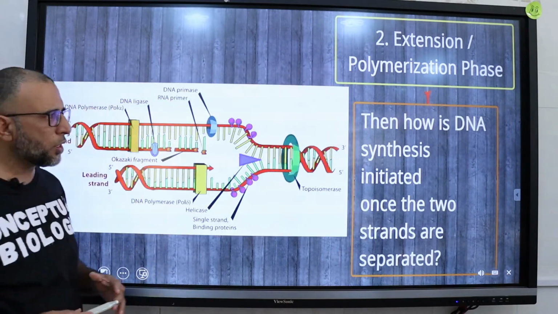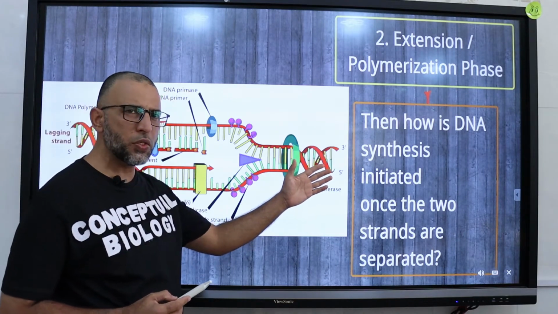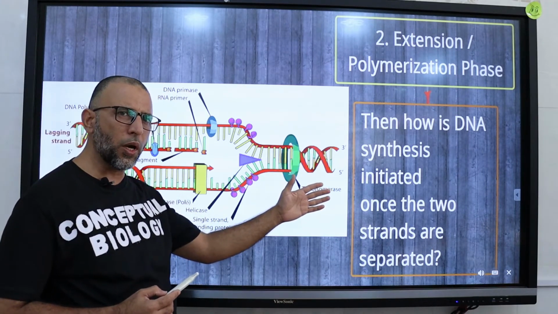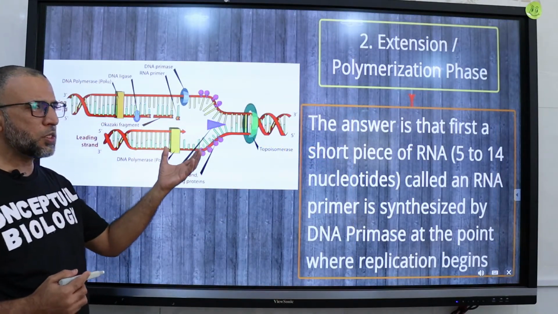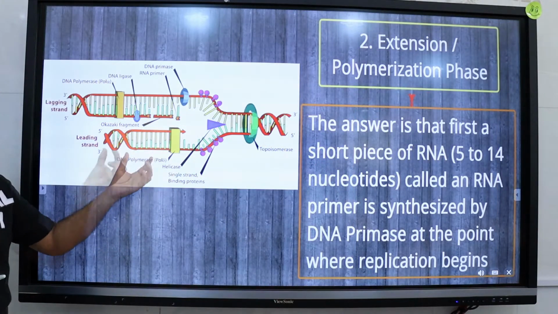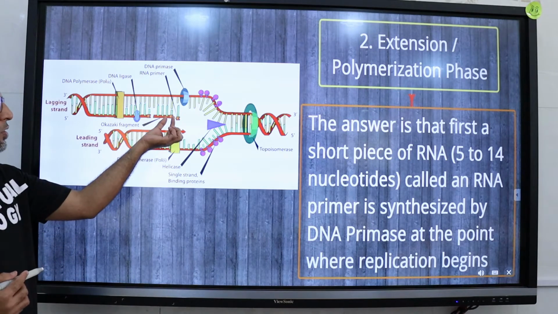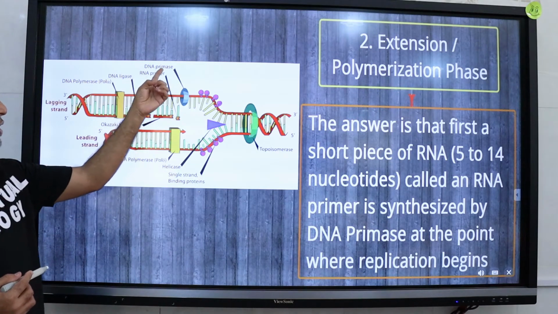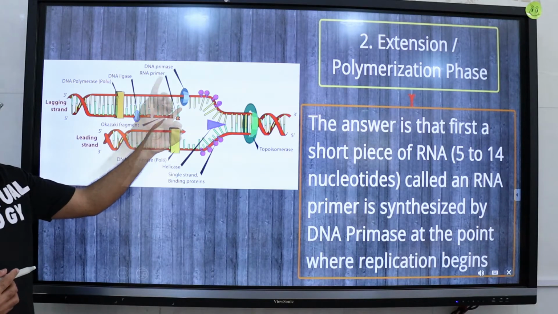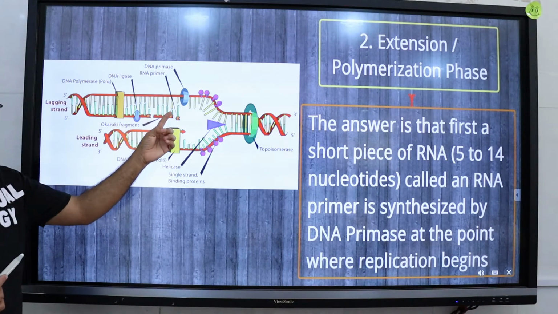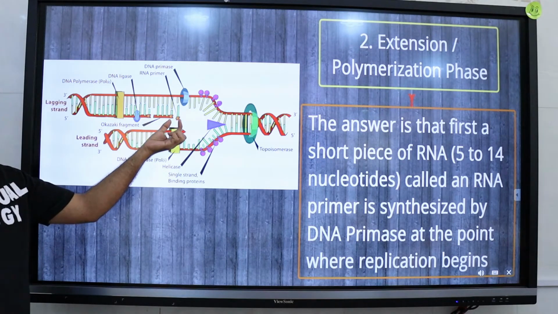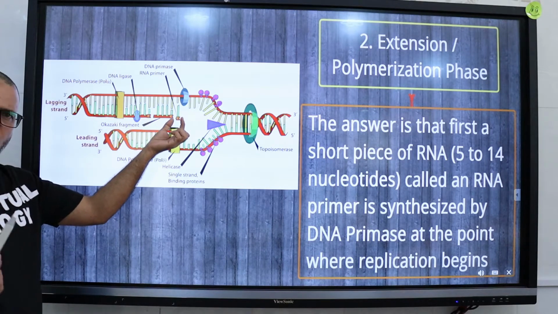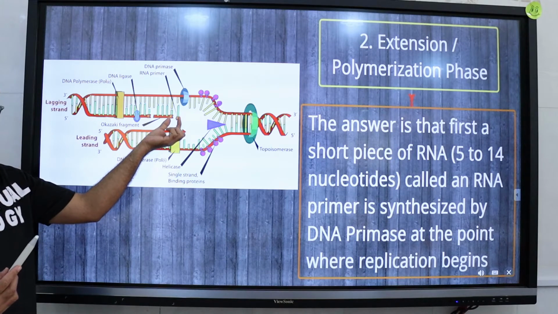Now there is a question: how is DNA synthesis initiated once the two strands are separated? To initiate the synthesis of a new strand, a short piece of RNA is synthesized by an enzyme called DNA primase. This DNA primase enzyme synthesizes a short piece of RNA that consists of 5 to 14 nucleotides, and that is called an RNA primer.